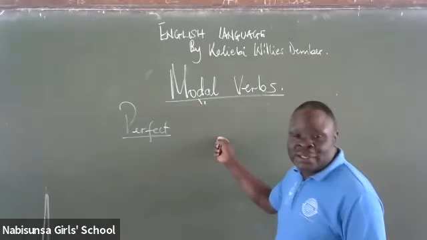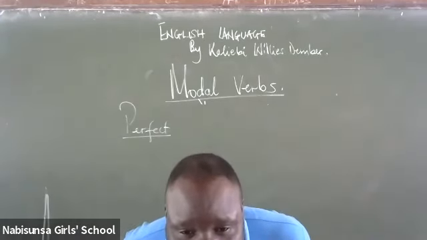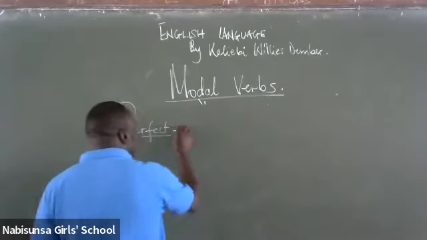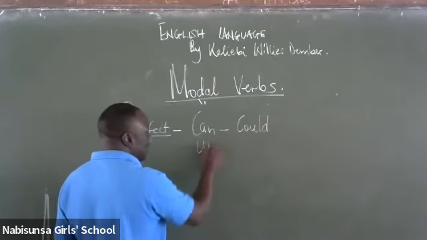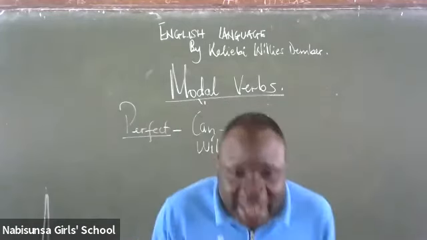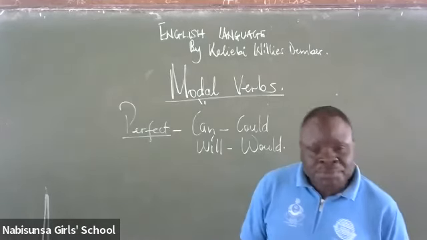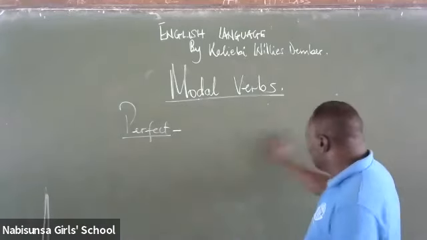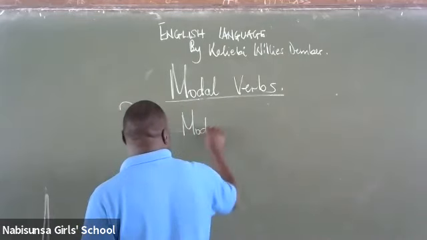Now we are going to use the words we had here. What is the perfect form of the word can? We have could. So the perfect form of the word can is could. The perfect form of the word will is would. Thank you. So now we are looking at perfect modals. I'm very happy. We have perfect modals.